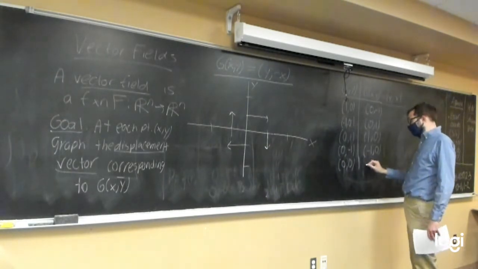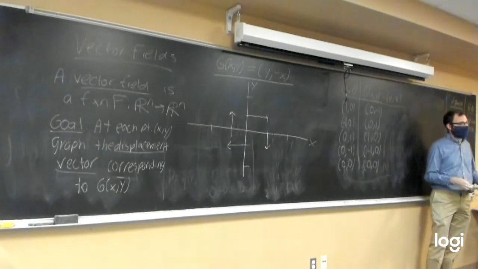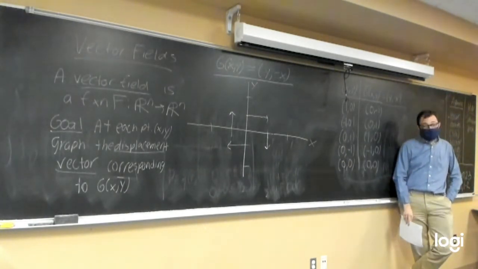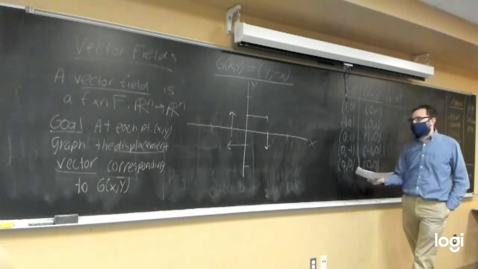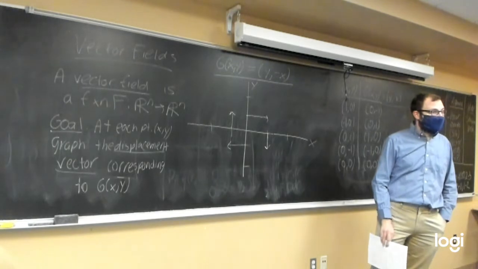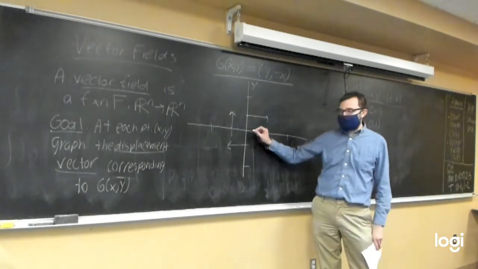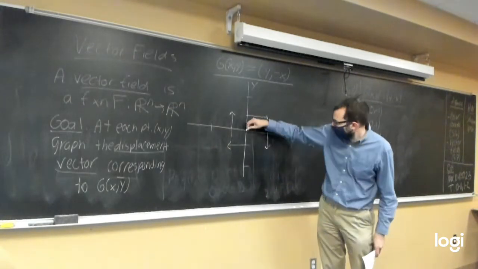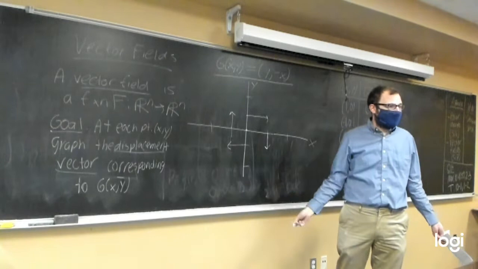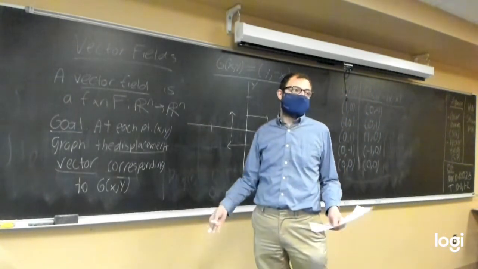If I plugged in 0, 0 into the function, I get 0, 0 as an output. And Brianna, what would it look like if I were to draw a displacement vector starting at the origin corresponding to 0, 0? Wouldn't go anywhere. You wouldn't go anywhere. So what would I draw there? Dot, I suppose. Yeah, we're just going to draw a dot saying, at that point, the output is the 0 vector, which doesn't have a direction, or any length to it.